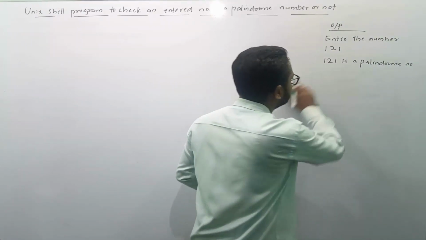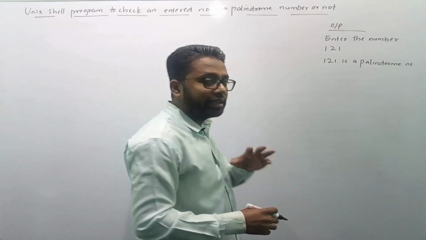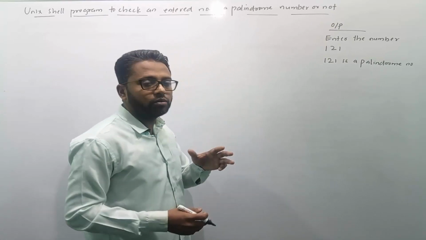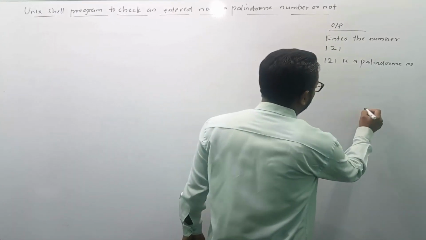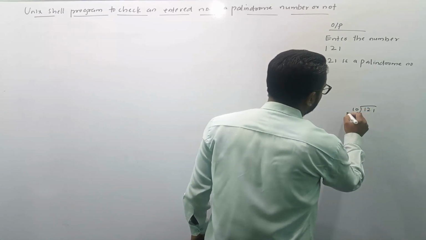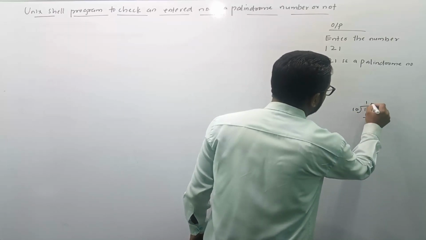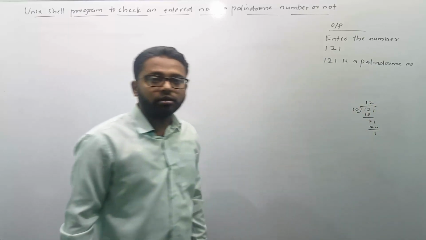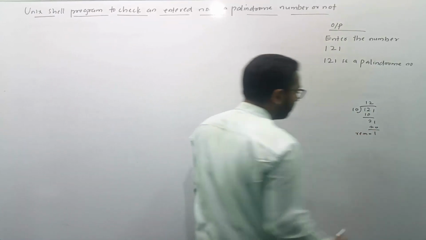Let me erase this. Here we need to perform three tasks. The first task is to find out the remainder of this number 121. 121 divided by 10: 21 and 20, so I will get 1 as the remainder. I will consider this as the remainder.